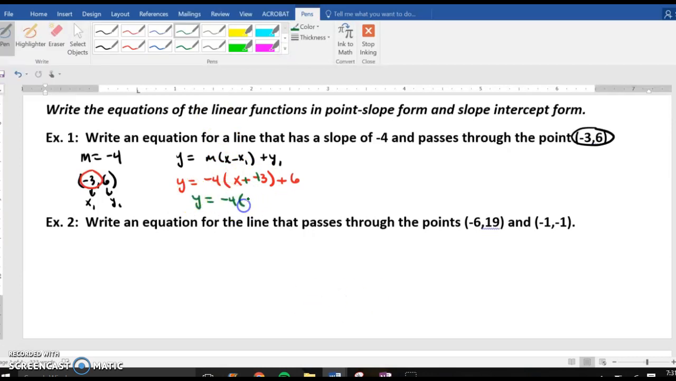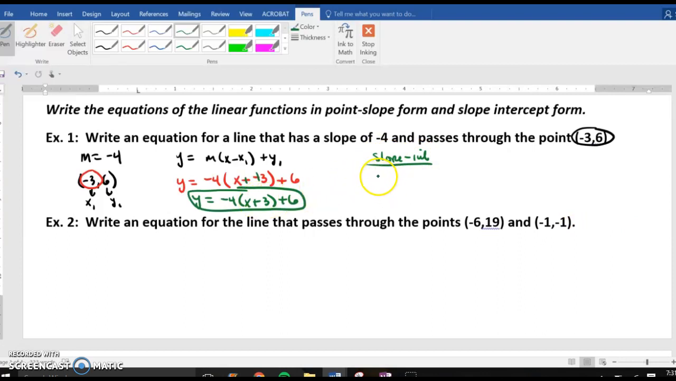So when I simplify that, I get y equals -4 times x plus 3, plus 6. This here is point slope form. But now we want to take that and write it in slope intercept form.